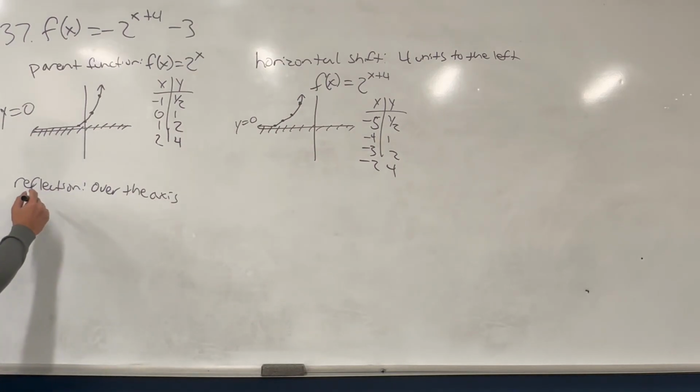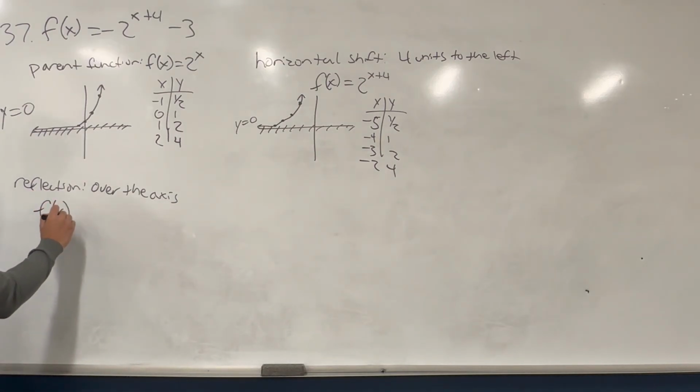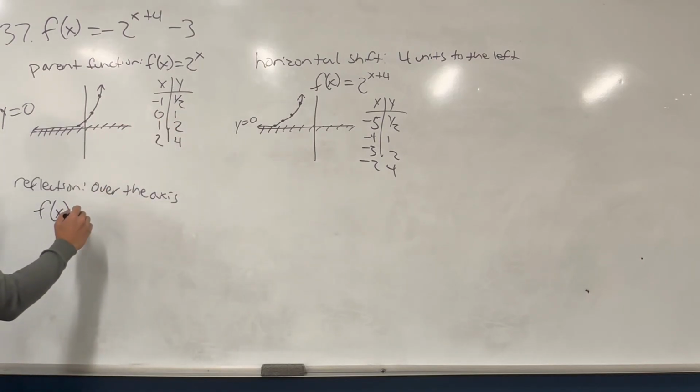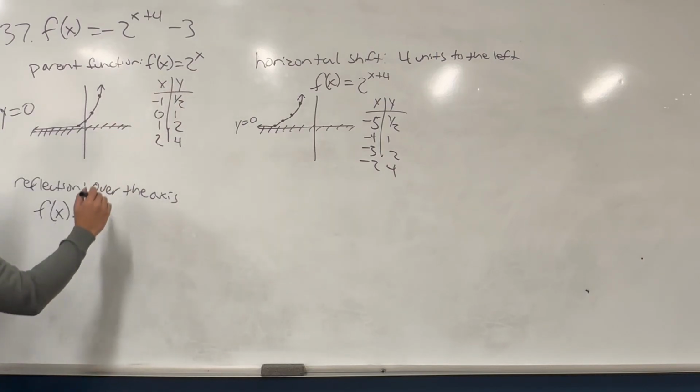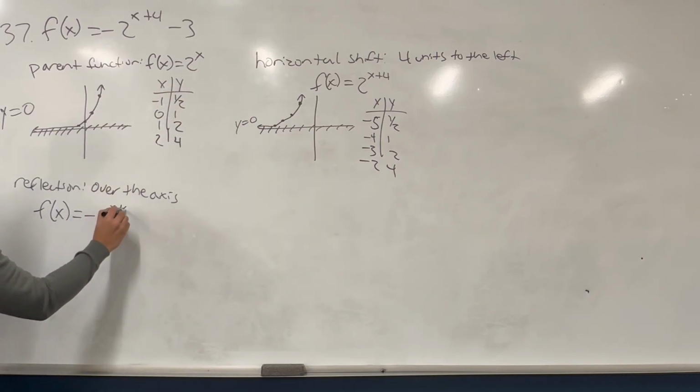So reflection over the axis, and then our function would look like what? We take our last one, right? So, well, I guess the reflection's in the front, so it'd be negative, and then whatever the last one was. So negative 2x plus 4. Boom.